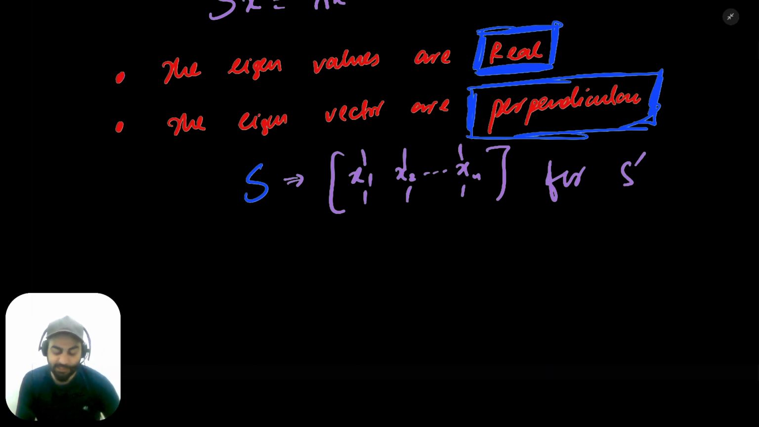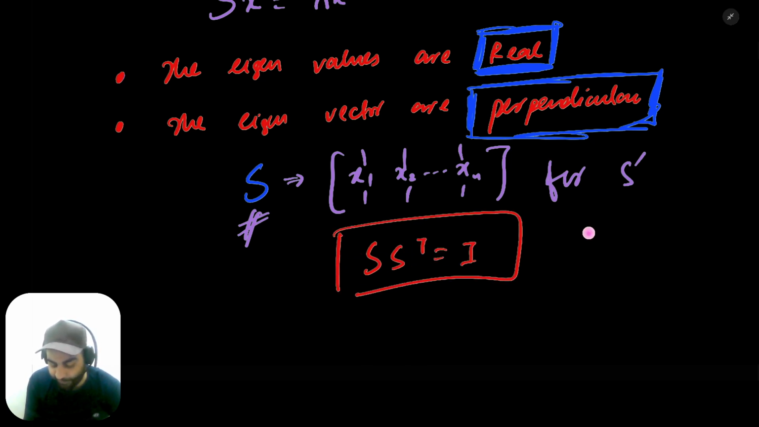So what I can claim is this: if all of these are orthogonal to each other and I normalize them, they become orthonormal. So this S matrix will become orthonormal. What is the property of an orthonormal matrix? You know that S transpose S is equal to I, if S is orthonormal, or maybe orthogonal only.